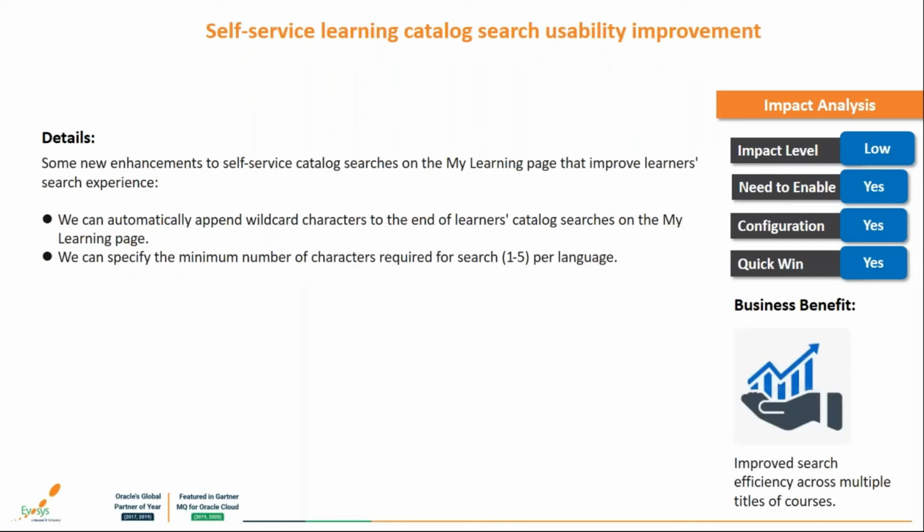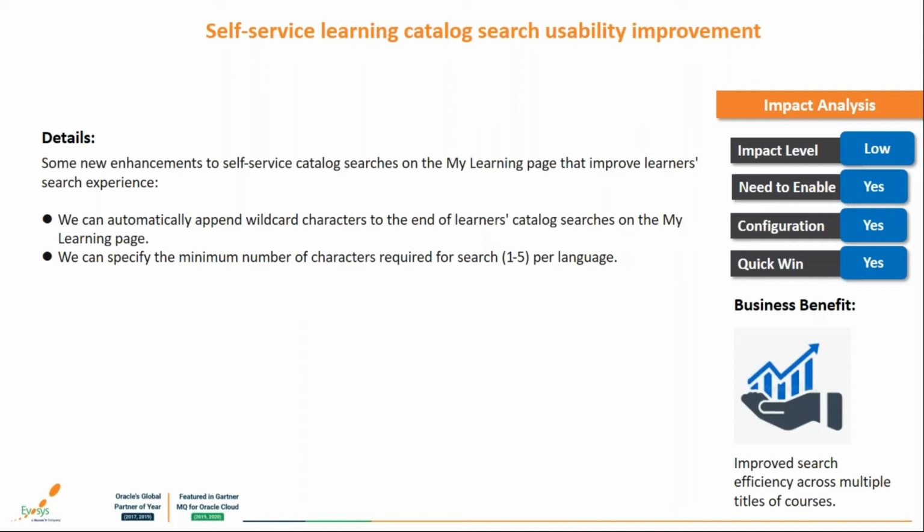Now we have the self-service learning catalog search usability improvement. This actually is more of a feature which improves the searching efficiency across the multiple titles of courses that we have. For organizations with far-widening lengths and breadths, there can be a plethora of courses and titles available for learners to take up. This feature helps narrow down that list by increasing the efficiency of the search that we have.